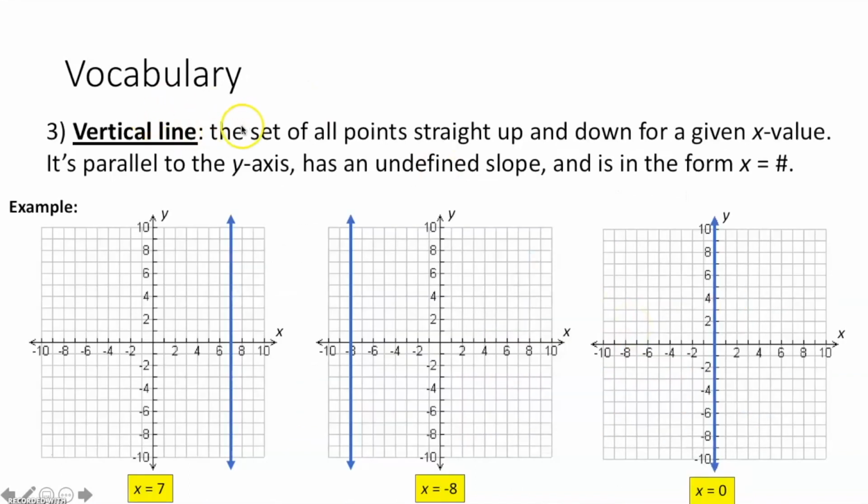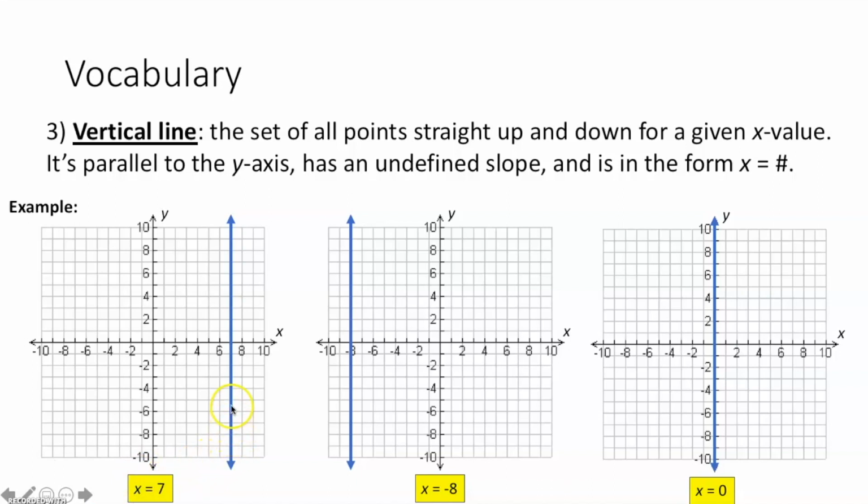Now, vertical lines. It's the set of all points straight up and down for a given x value. It's parallel to the y-axis and has an undefined slope and is in the form x is equal to a number. So anytime you see x equals a number, that is the equation of a vertical line. So you go over to that x value, and please don't go over to that x value and put a point. Everybody does that. Everybody says, oh, x is equal to 7, so I go over to 7, I put a point. No, it's everywhere where x is equal to 7.